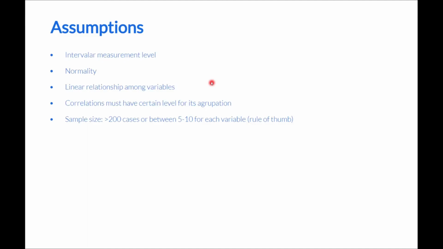And there are some rules of thumb about the sample size. For example, we need at least 200 cases. With less than 200 cases, we will have a lot of limitations on the complexity of the model, or between 5 and 10 cases for each variable. But these are only rules of thumb. And we will have another problem when we have huge samples, because the most important fit index, the chi-square, is very sensitive to the sample size. And in that case, we always have to observe the sample size.